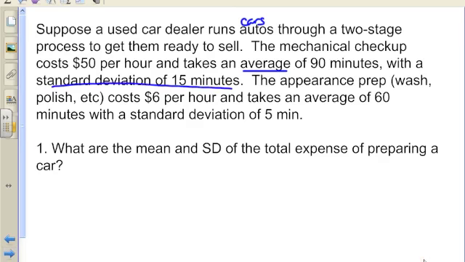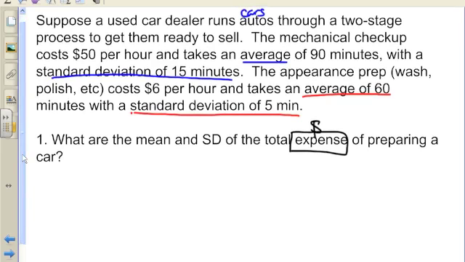It changes. Then we also have an appearance prep, so we're going to make sure this car looks beautiful. We're going to wash, polish, etc. It costs $6 an hour. It takes an average of 60 minutes with a standard deviation of 5 minutes. So again, this is a variable. The amount of time it takes to make sure the car is pretty varies or changes. So the question we are being asked to figure out is what are the mean and standard deviation of the total expense, so we're thinking money here, of preparing a car.